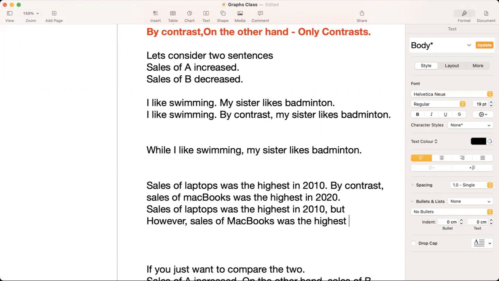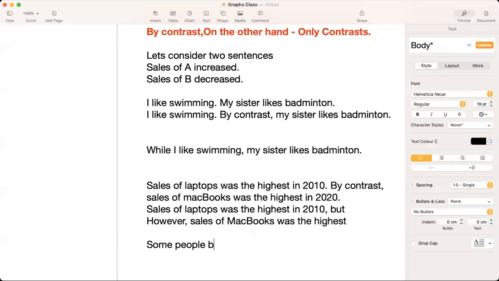But there's another difference that I'll cover. But joins sentences as well as compares. However, does not join sentences. It compares, but it does not join sentences. Is it clear? If it's clear, I'm going to ask you whether it's correct or not. Yes, sir. Okay. So tell me, is it correct or not?